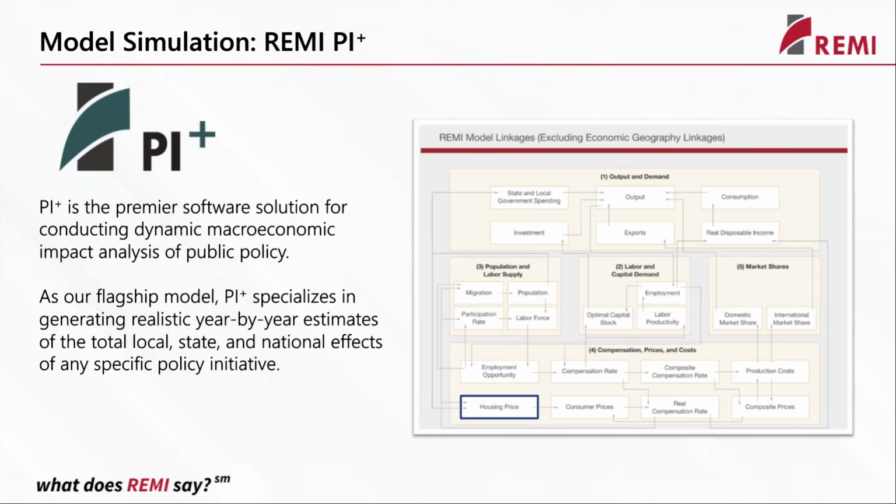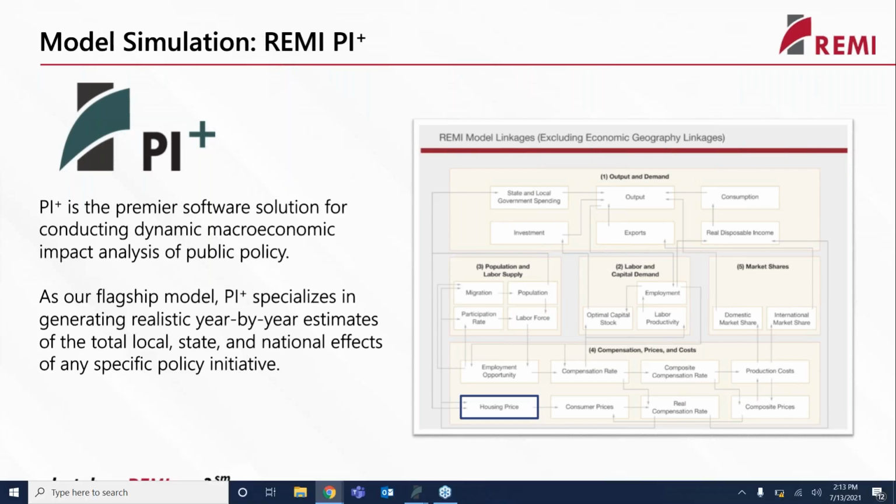And this table to the right shows the linkages that are housed within the model. So what we will be manipulating are housing prices in that bottom left corner, and you can see that housing prices in the model impact consumer prices, which then impact real compensation rates, which then goes on to impact a variety of factors, things like population, things like government spending. And so what we're able to see with the model is we input this change into the housing price, and then it begins to ripple through the economy, and we're able to see how it affects different industries and different demographics.